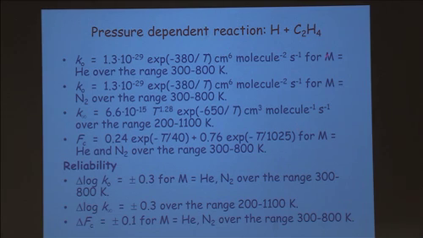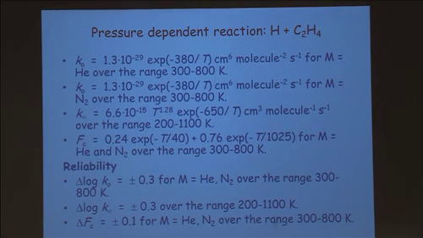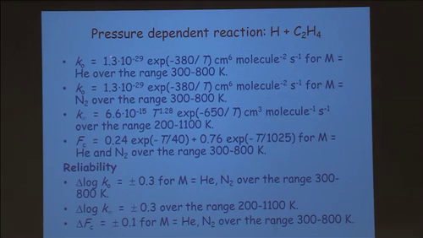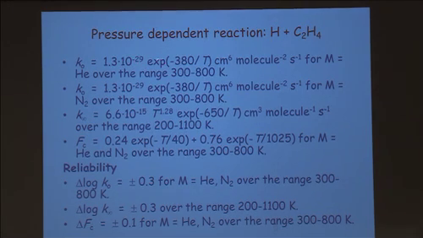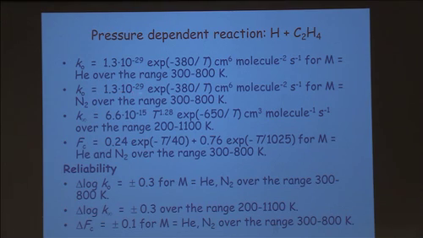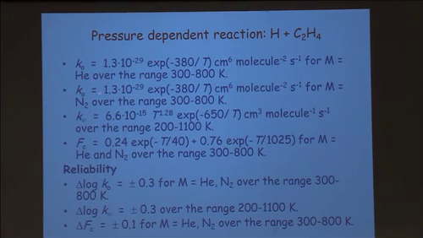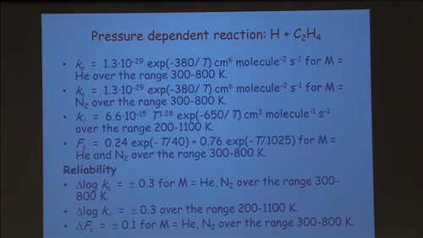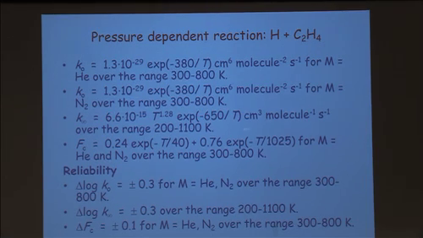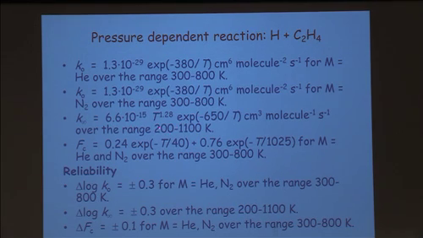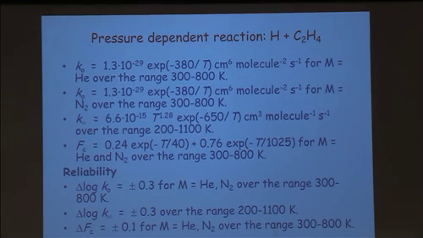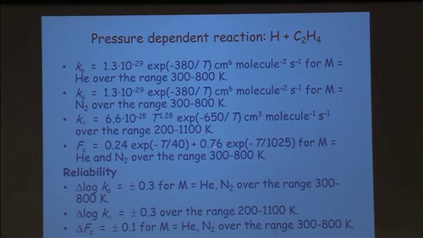And so here is H plus C2H4 from this Bolch evaluation. And so here's K0, 1.3 times 10 to the minus 29 e to the minus 380 over T, and these are expressions for both helium and for nitrogen, obtained from fitting over this temperature range. K infinity, here's an expression for K infinity, and this is over the range 200 to 1100 K. And then finally FC.